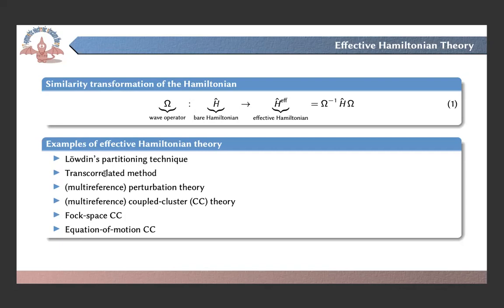There are the transcorrelated methods. There is multi-reference perturbation theory, multi-reference coupled cluster, or single-reference coupled cluster for the ground state. Fock space coupled cluster does that as well, and equation-of-motion coupled cluster is also based on effective Hamiltonians. So it is used a lot. Maybe even techniques like quantum Monte Carlo sometimes use effective Hamiltonians. So it is something very, very general.